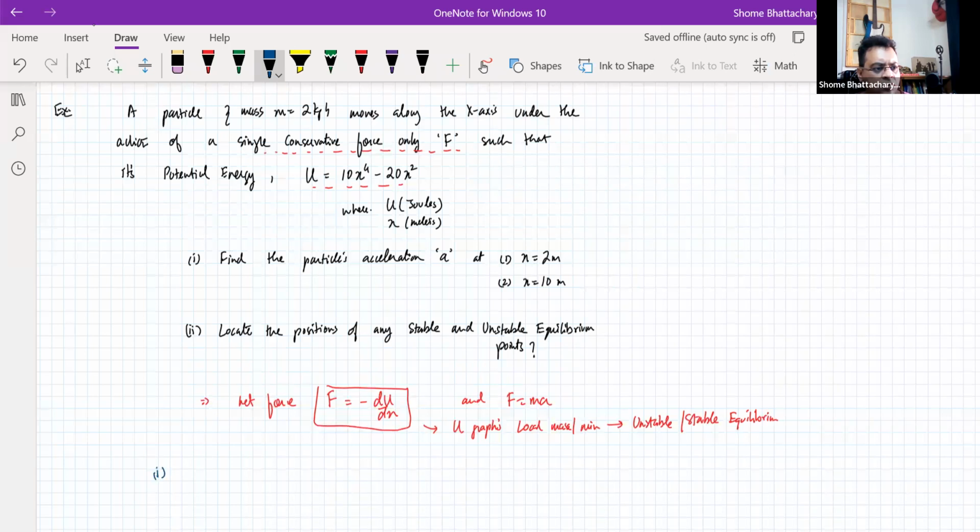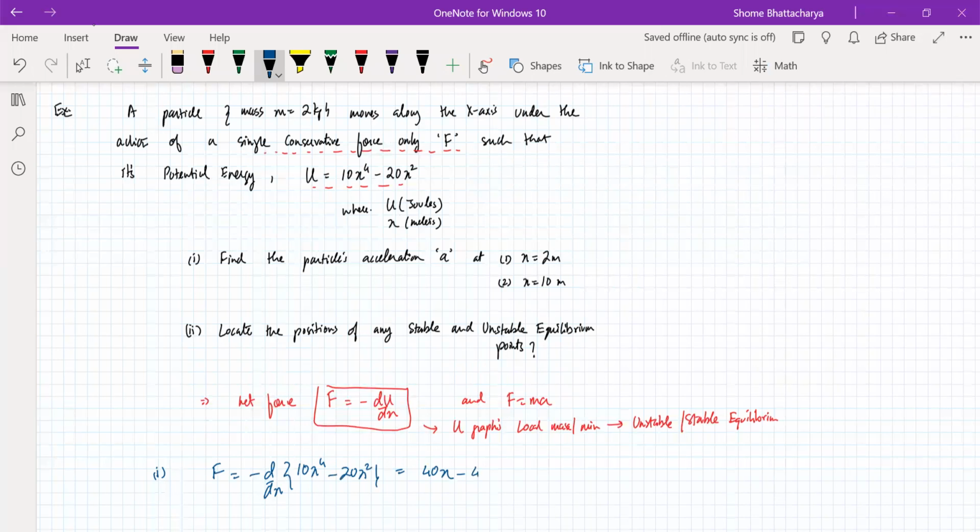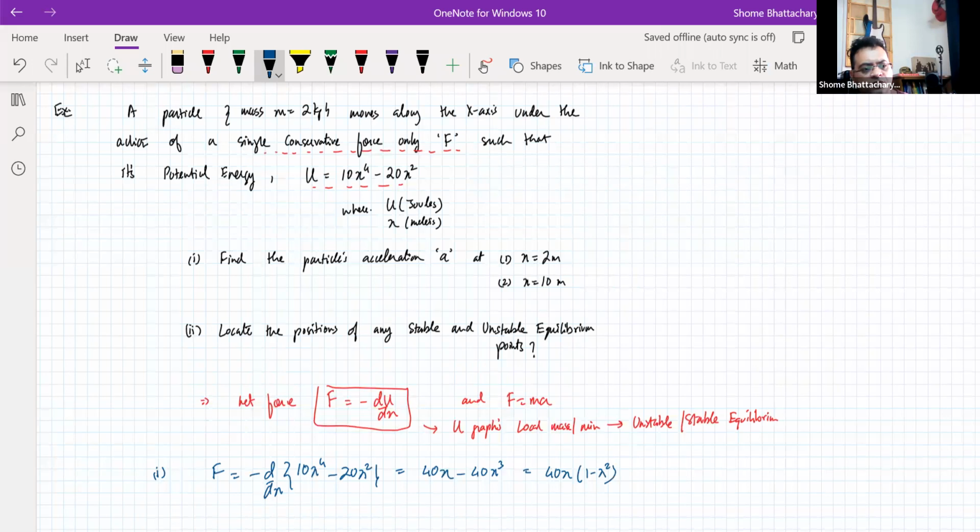Okay, so our force will become minus of the derivative of this term, 10x to the power 4 minus 20x square. So this will become how much? This will become minus 40x, minus 40x cube, right? Yes, sir. So we can also write it like this. So this becomes the formula for force.